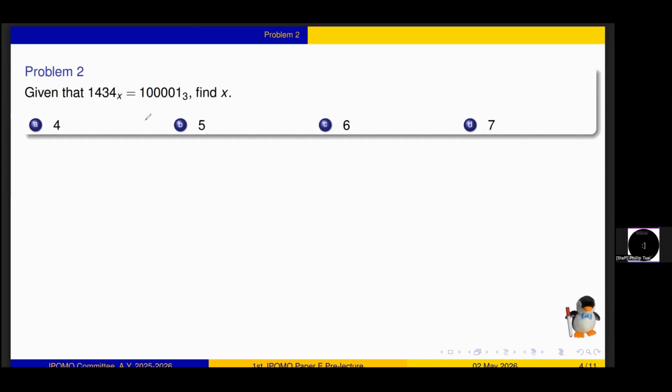Anyways, given problem two: given that 1434 written in base x is equal to 100001 in base 3, find x. Does anybody have an answer to this problem? B.